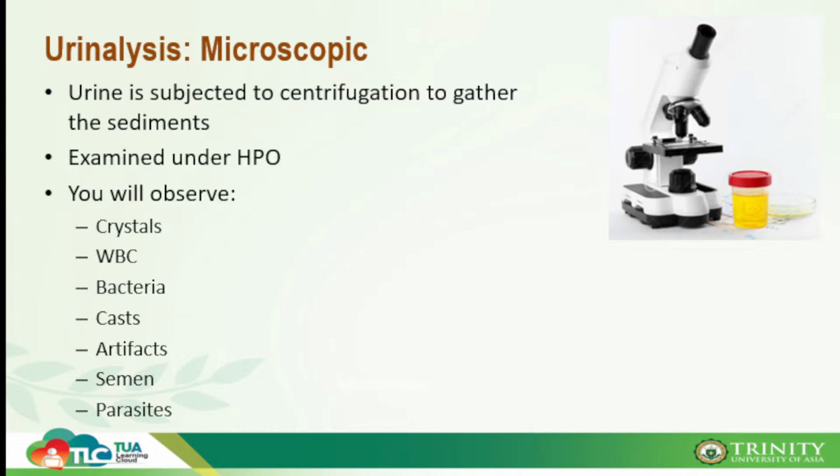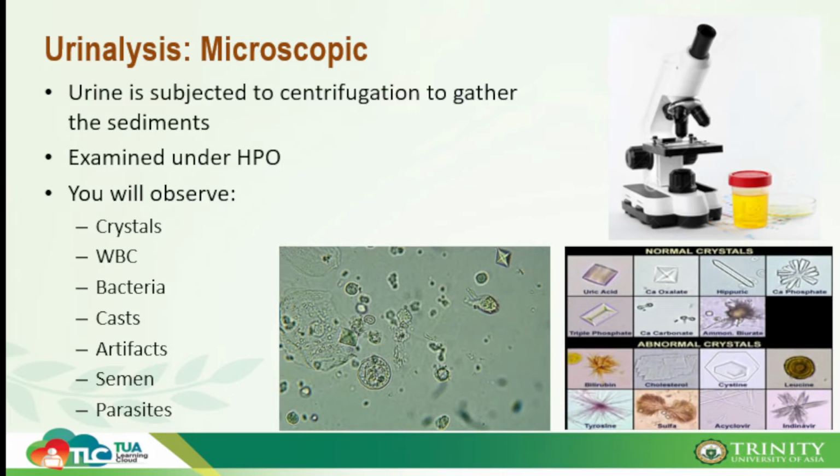Sometimes even parasites can be found in your urine, and you'll go to that also during your third year, in parasitology. These are the different microscopic structures that you might see. You have your normal crystals and you also have abnormal crystals. And this is how they look. They are called crystals because under the microscope, they take on a very shiny, very unique look, sometimes even geometrical. That's how crystals are, right? They appear geometrical. So that's how they look under the microscope.